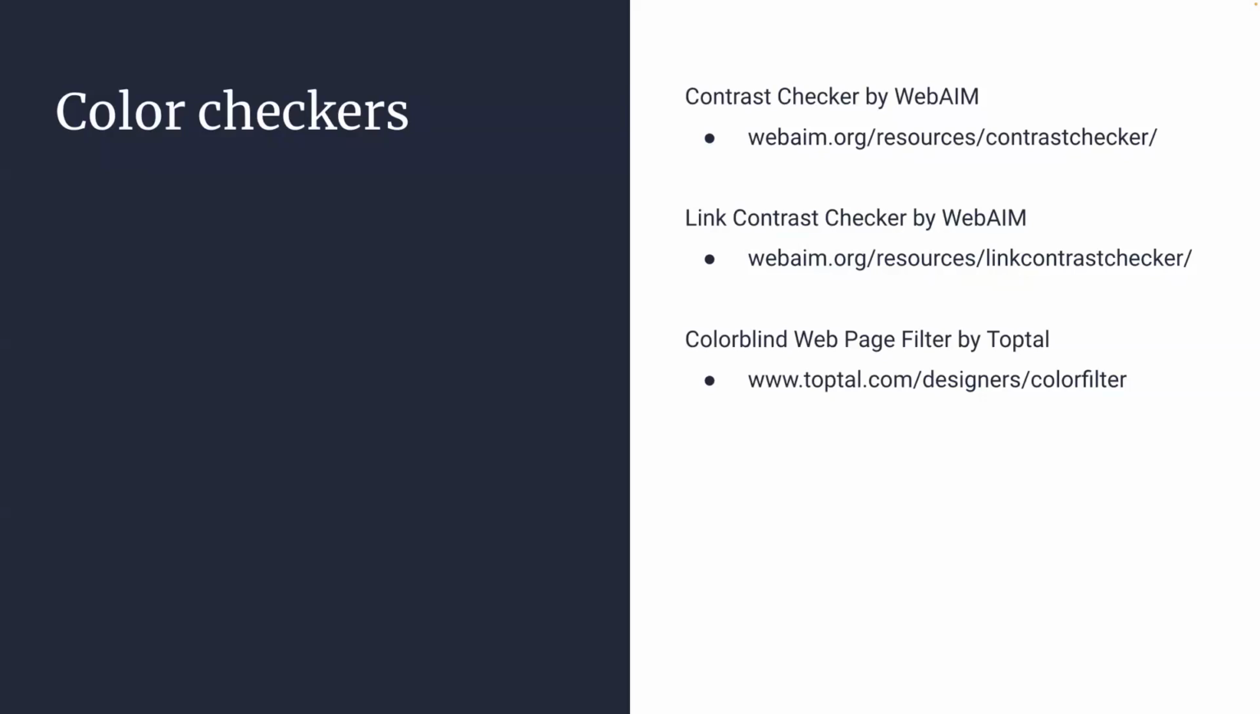There are also online tools to emulate what your website looks like to someone who is colorblind. A good one is Colorblind Web Page Filter by TopTool, available at www.toptool.com/designers/colorfilter. You can type in a URL, and it will give you a side-by-side comparison of your website and an emulation of what your page looks like with different types of red-green color blindness, blue-yellow color blindness, or in grayscale.